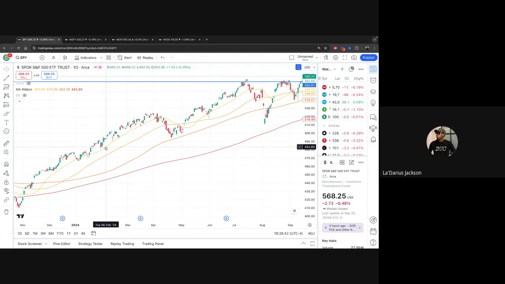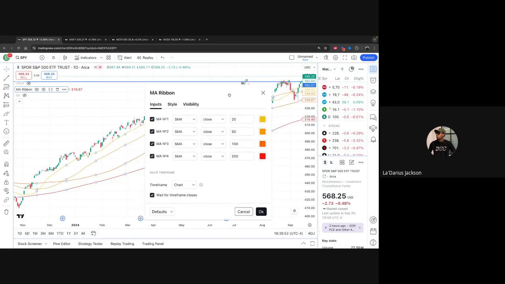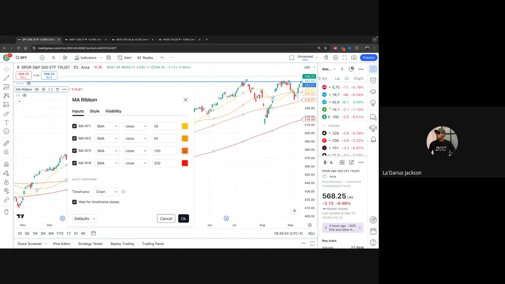And also my moving averages are stacked in chronological order from least to greatest: 20, 50, 100, 200. How do I know? They're color coded, and you can change the colors of your moving averages. Some people don't like the fact that the 50 is burnt orange, close to red. I don't know. I've been using this for years, so I'm kind of used to it.